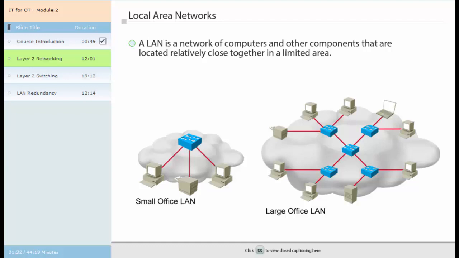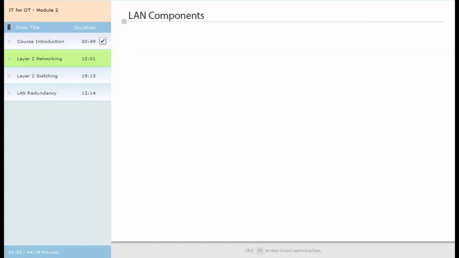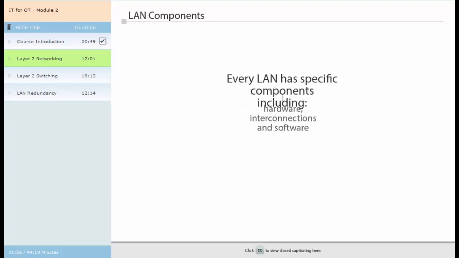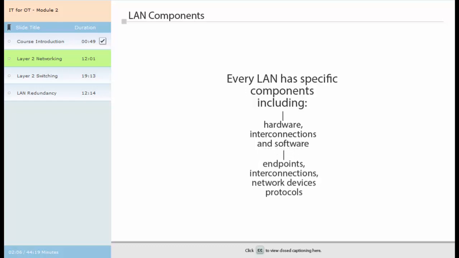A small home business or small office environment can use a small LAN to connect 2 or more computers and to connect the computers to 1 or more shared peripheral devices such as printers. A large corporate office can use multiple LANs to accommodate hundreds of computers and shared peripheral devices spanning many floors in an office complex. Every LAN has specific components, including hardware, interconnections, and software. Regardless of the LAN size, a LAN requires these fundamental components for operation. Those include endpoints, interconnections, network devices, and protocols.